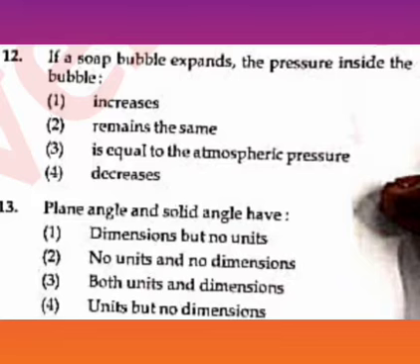Question number 13. Plane angle and solid angle have: option 1, dimensions but no unit; option 2, no unit and no dimensions; option 3, both unit and dimensions; option 4, unit but no dimension. The correct answer of this question is option 4, units but no dimensions. Question number 13, correct answer is option number 4, units but no dimensions.